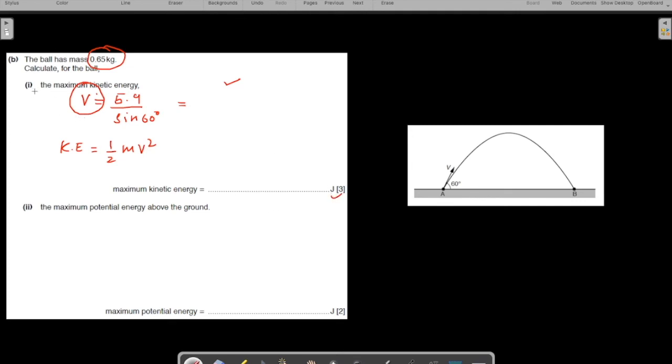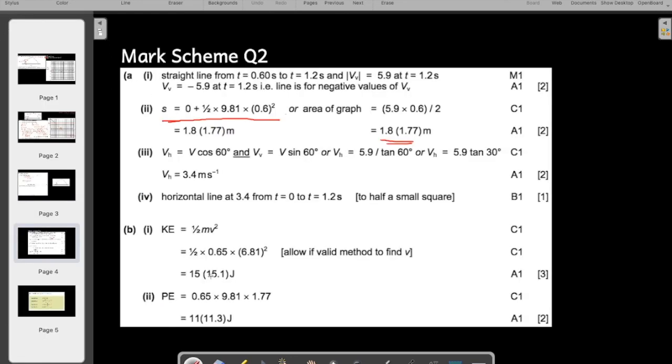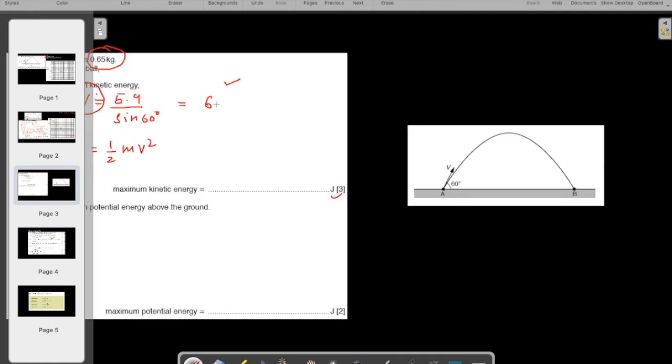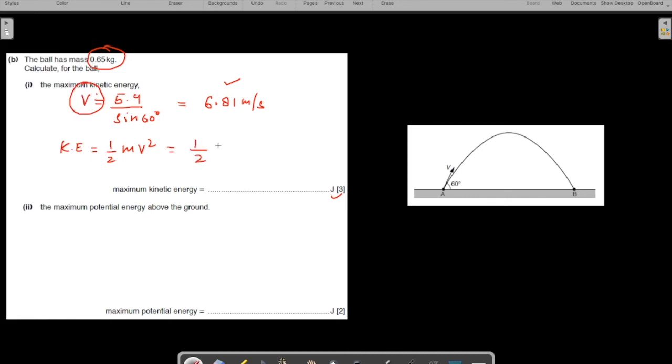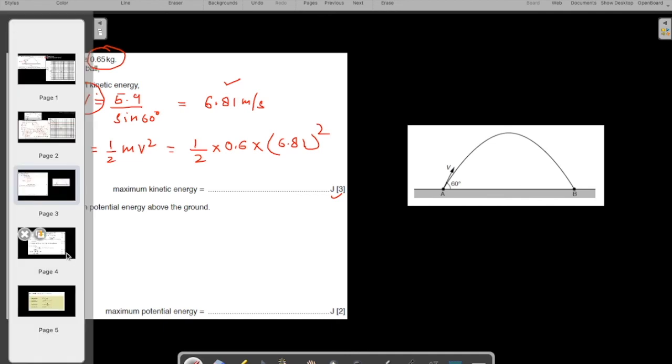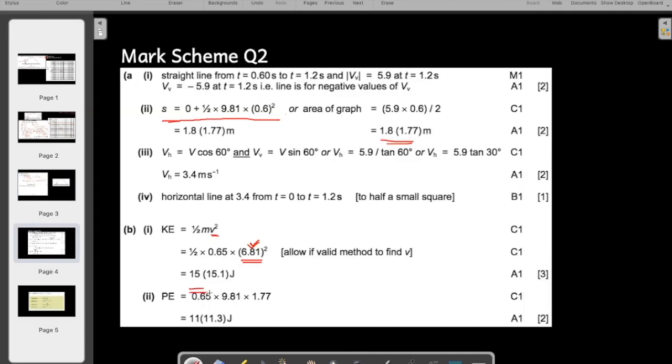So here, pause the screen for a while. Do your calculations. I'll show you the mark scheme as well. Here is the mark scheme. The value of V you'll get as 6.81. I did it on my calculator and it was 6.81. So here it becomes half times 0.65 times 6.81 square. And when you do it in your calculator, you'll get your answer. Tally your answer, it should be around 15 joules, 15.1 or 15 joules.